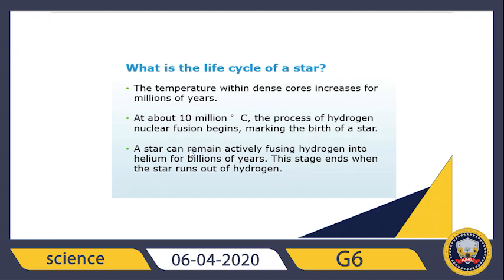So a star can remain actively fusing hydrogen into helium for billions of years. This stage ends when the star runs out of hydrogen. As we said, stars form in a nebula, and in each nebula there is a certain amount of hydrogen gas. So when the star runs out of hydrogen, then there will be no more hydrogen nuclear fusion.